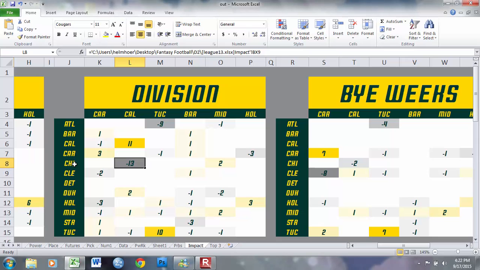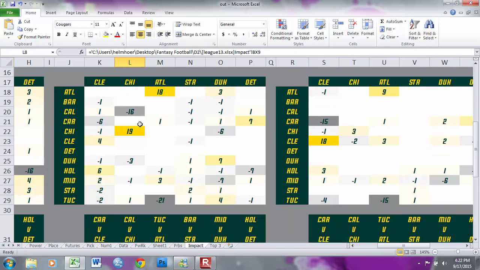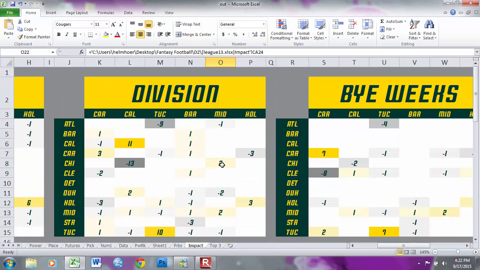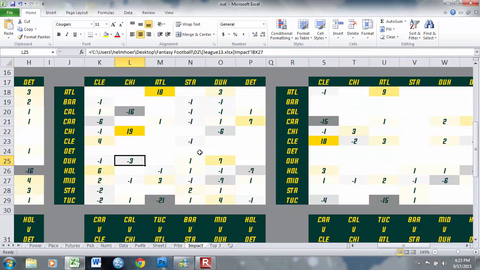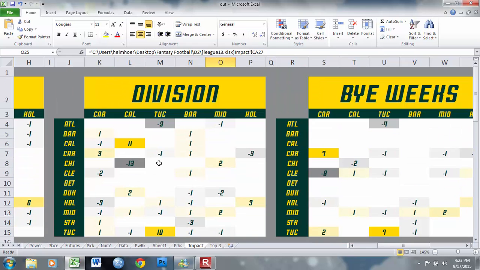So Chicago, not surprisingly, does not want Calgary to win because he wants Chicago to win. And if he does win, his division probability goes up 19%. Duke's goes down 6%. So this is a case where Duke has a vested interest in this matchup because if Calgary wins, his probability goes up 2%. If Chicago wins, his probability goes down 7%. This deals with his own game.